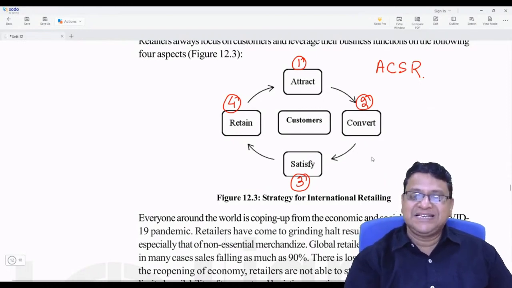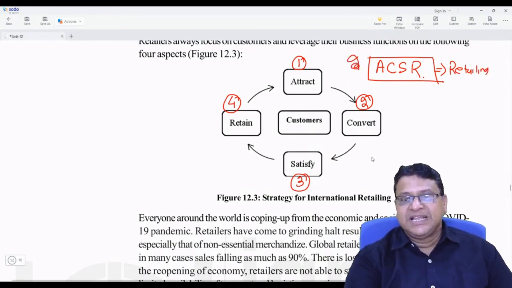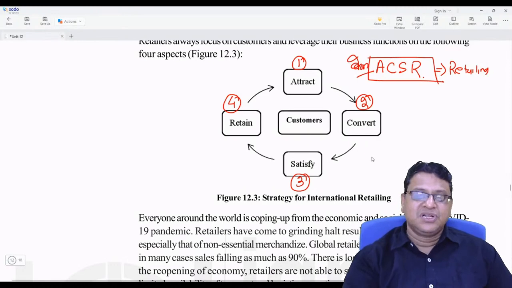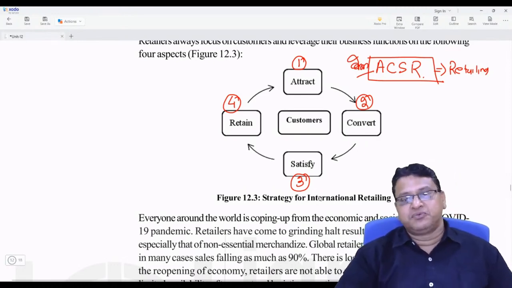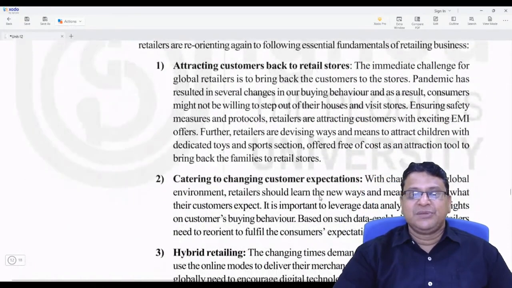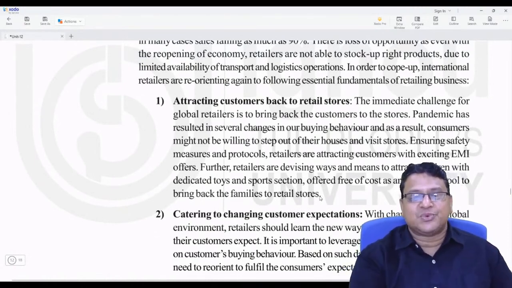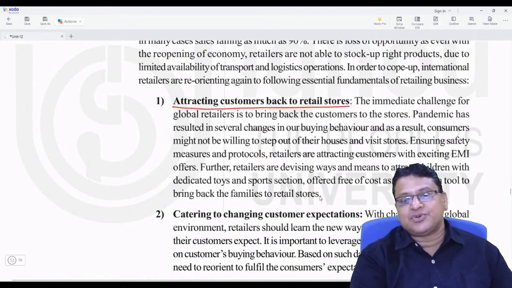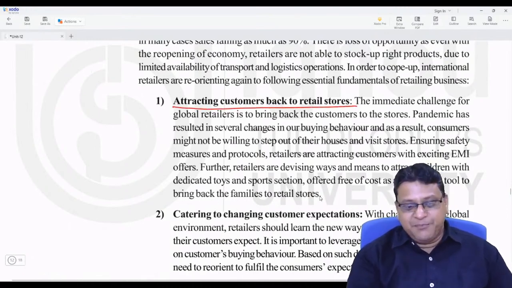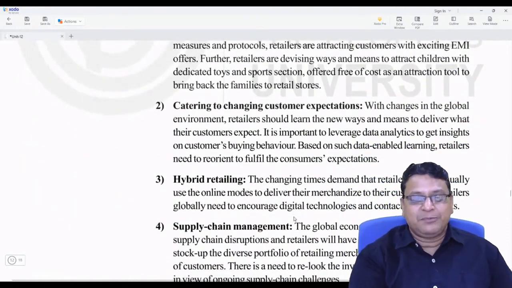This is the ACSR model of retailing. In case of international retail management, we have to follow this ACSR model: attract, convert, satisfy, and retain model of international retailing. So international retailing deals with the following concepts. First, attracting customers back to retail stores. Second, catering to changing customers' expectations. We have to meet their needs.